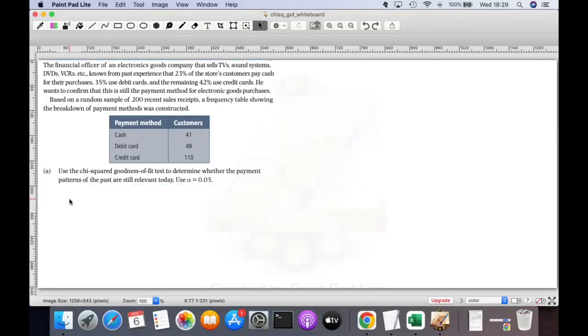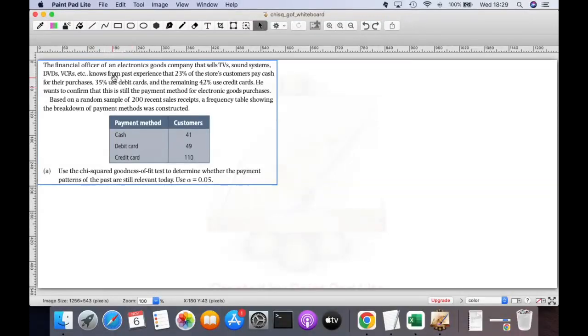Now, this question specifically tells you to use the goodness of fit test, but don't bank on the question telling you to use that test. The question could also say, determine if the distribution of payment methods has changed. How you can tell you're using a goodness of fit test is to look for the word distribution, and also look at whether you're trying to determine if the distribution is different over different time periods. And that's what's happening here as well.